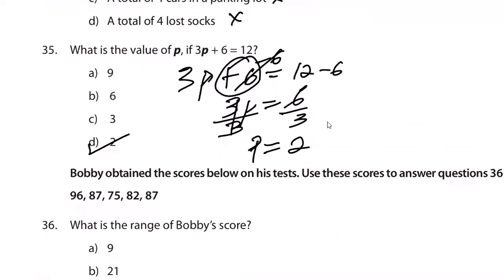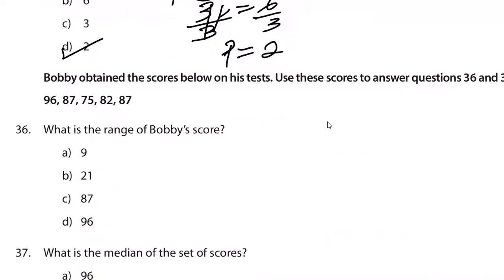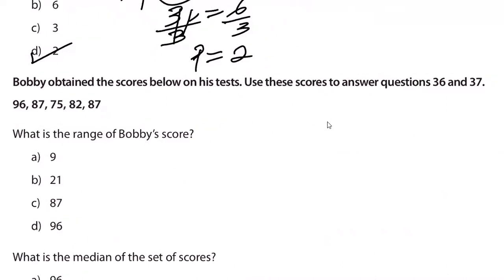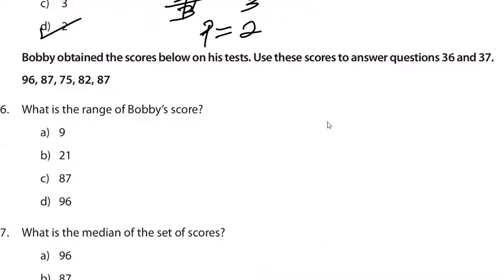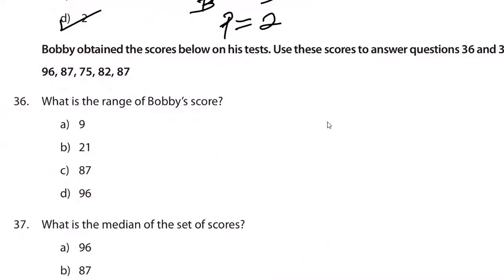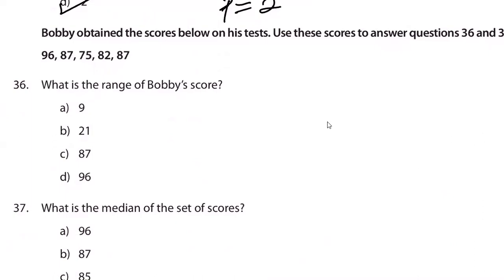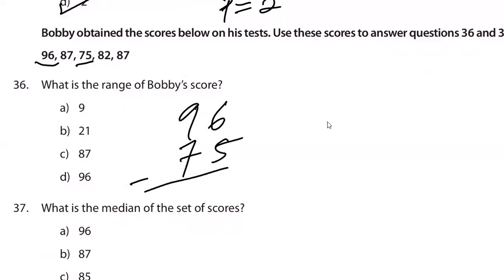Alright, 36 says Bobby obtained the scores below on this test. Use the scores to answer questions 36 and 37. So these are his scores: 96, 87, 75, 82, 87. First question, what is the range of Bobby's scores? Now the range is the difference between the largest number and the smallest number. So looking at the numbers, we can determine that 96 is the largest number. The smallest would be 75. So it will be the difference between 75 and 96. So 6 minus 5 is 1. So I'm going to go with 21 for that one.